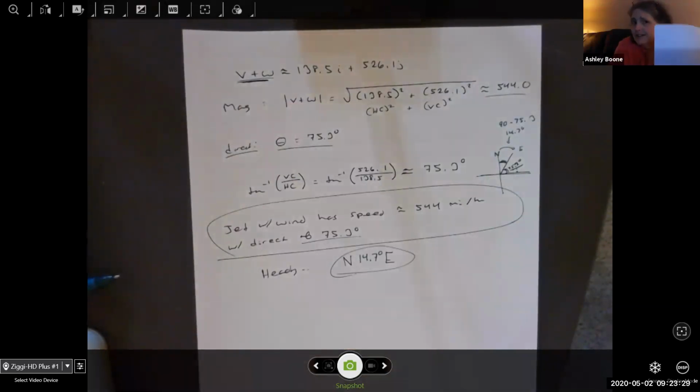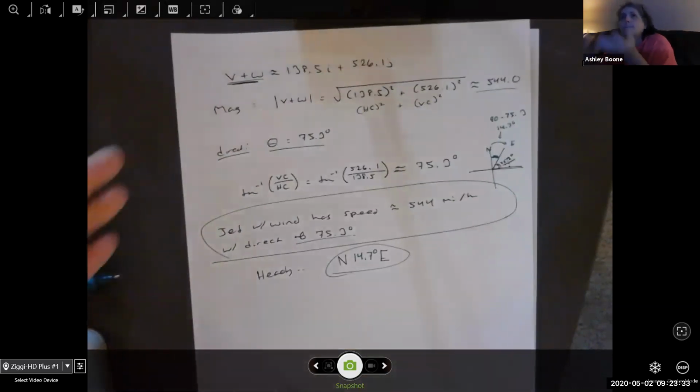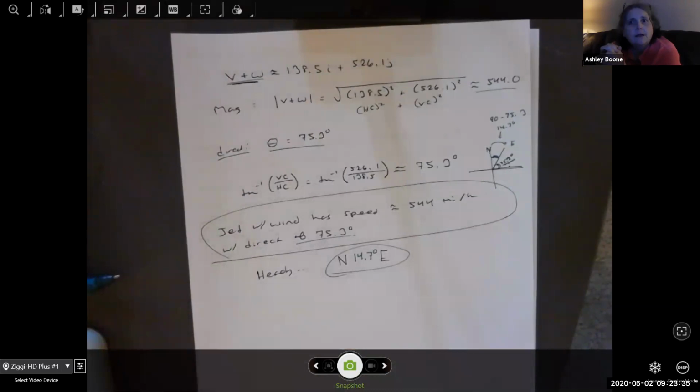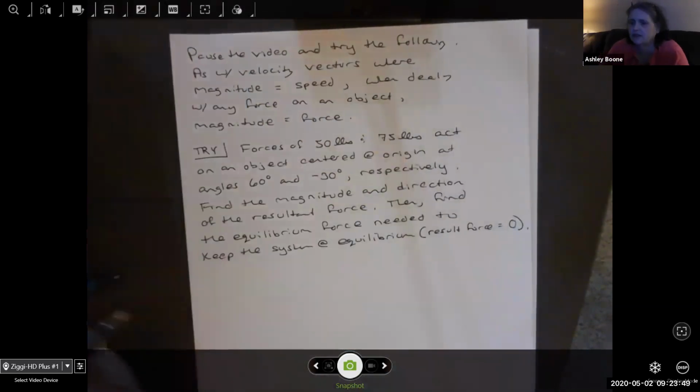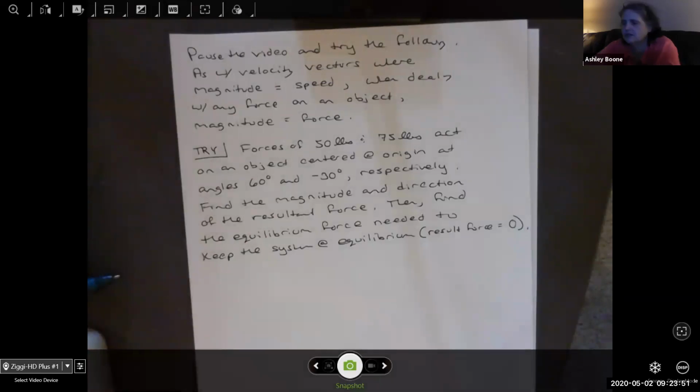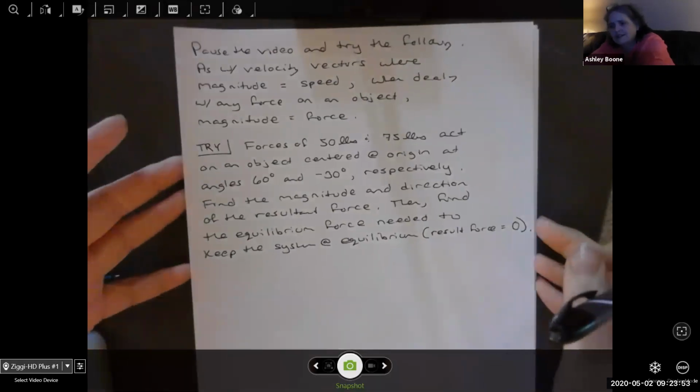Now, this is actually very similar to the jet type problem, except you could think of tugboats, two different tugboats pulling on one object. What would be the result of it? Two different forces acting on one object. What would be the result of it? Let's look at this one. If you want, go ahead and pause the video, try it out, try to set it up.